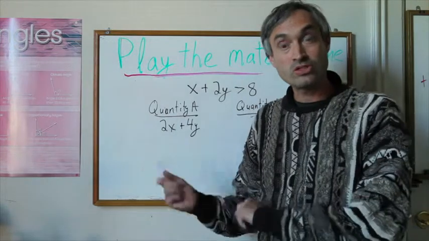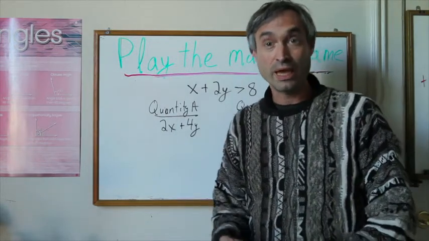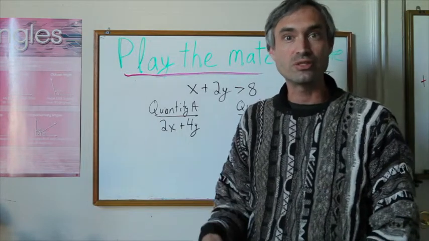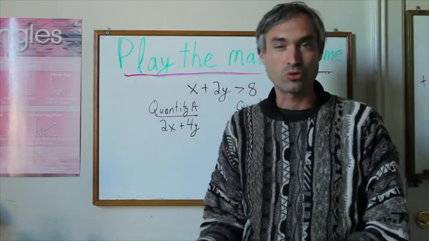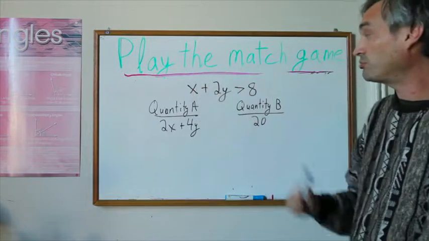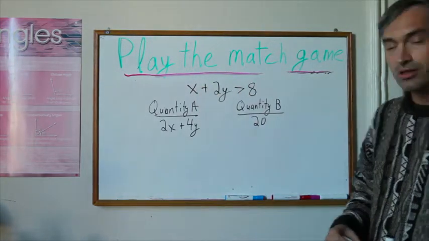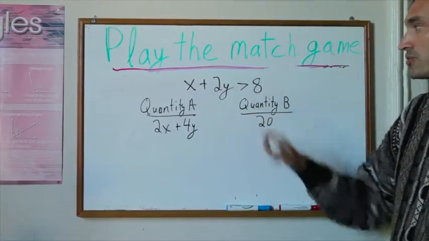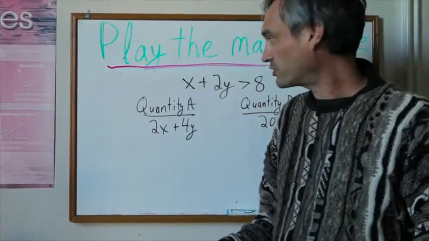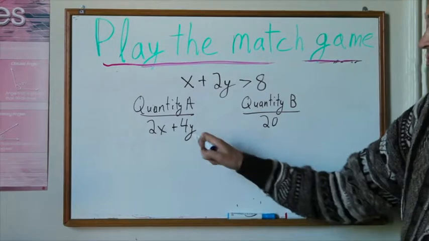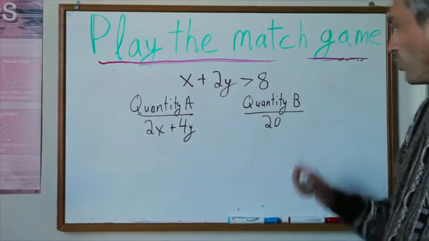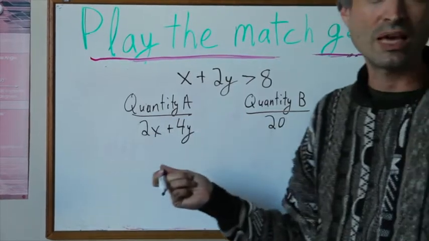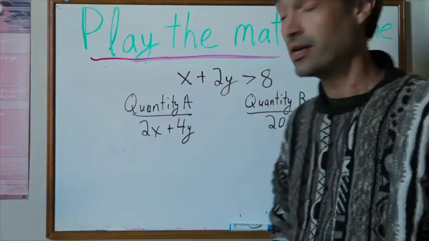So this last question comes from the GRE and illustrates how you can look for a match on the GRE exam to solve certain types of questions. I call the strategy play the match game. Let's take a look. In this question, you were given the fact that x plus 2y is greater than 8 and asked to compare two quantities, 2x plus 4y or 20, and decide whether A is bigger, B is bigger, they're the same, or it depends.